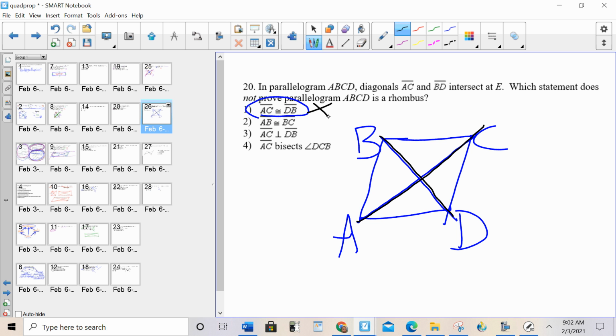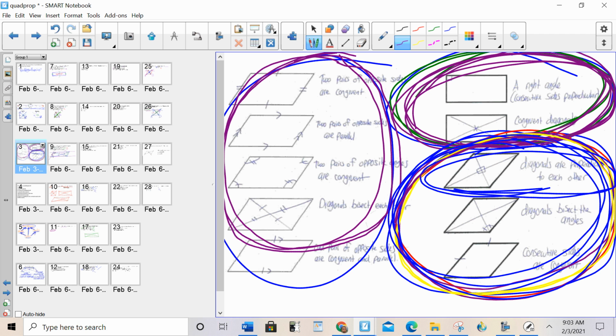No. AB is congruent to BC. Consecutive sides are congruent. Yes, that proves a rhombus. AC is perpendicular to DB. AC, DB, those are diagonals, perpendicular. Yes, diagonals perpendicular proves a rhombus. AC bisects angle DCB. DCB is bisected. Yes, diagonals bisect the angles is a way to prove a rhombus. Those are the three pictures that I have here.